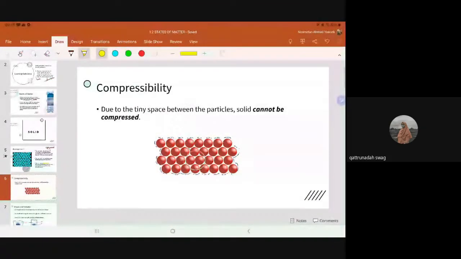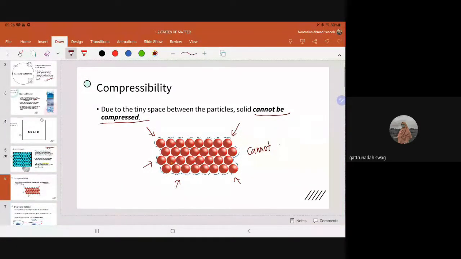Okay, due to the tiny space, sebab antara solid, dia punya ruang antara zarah dia sangat kecil, kita tak boleh nak mampatkan dia. Apa yang berlaku dalam proses pemampatan adalah kita tekan daripada semua arah, ataupun kita tekan daripada satu arah lah. And then kita nak cuba mengisi ruang kosong yang ada. Tapi kalau kita tengok dekat dia punya susunan ni, mana ada ruang kosong yang muat? Setiap satu bola ni, dia tak boleh nak masuk celah kan? Which means that it cannot be compressed.